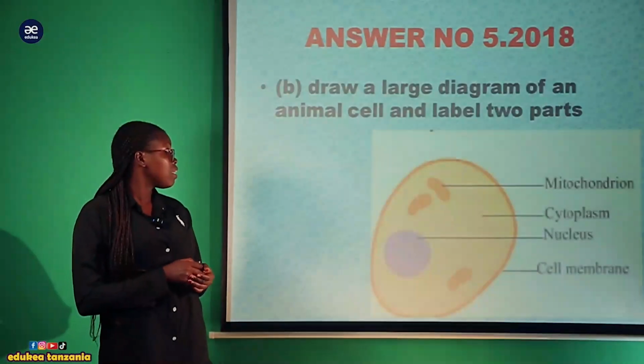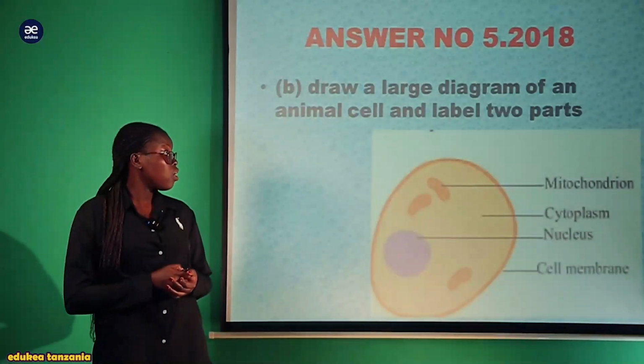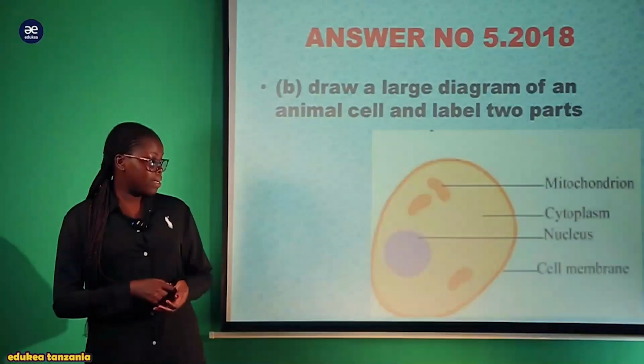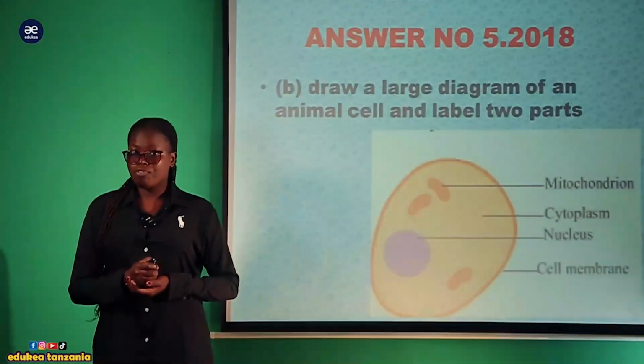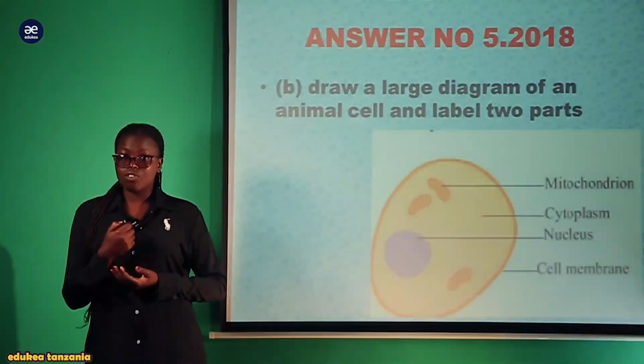So, question number 5, Roman B: you are needed to draw a large diagram of an animal cell and label only 2 parts. Here I have drawn it, but I have labelled 4. But our question wants only 2 labelled. So make sure you follow instructions. So now you can choose.